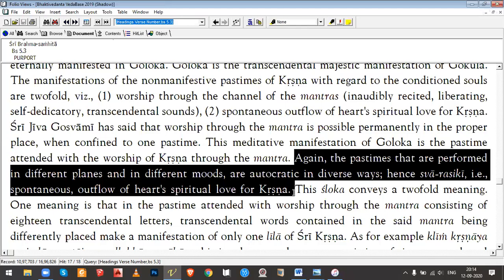So now what happens with the Swarasiki mantra upasana is that it comes spontaneously, comes on its own. It's not that you are sitting and imagining this pastime and that pastime. It does not come from the mental platform, does not come from our imagination, does not come by our endeavor. Autocracy means on his own. He is supremely independent, and Krishna manifests his pastimes to whomever he wants. So that is what is called Swarasiki.